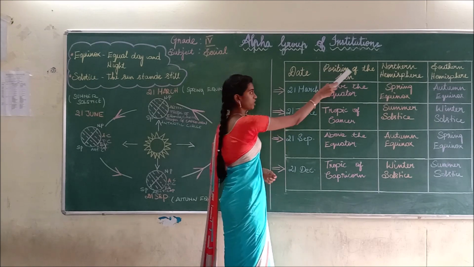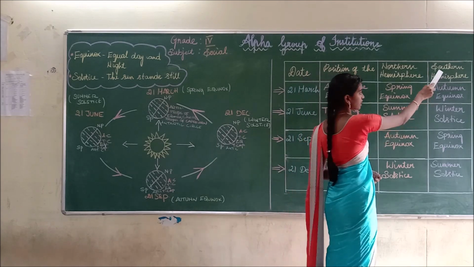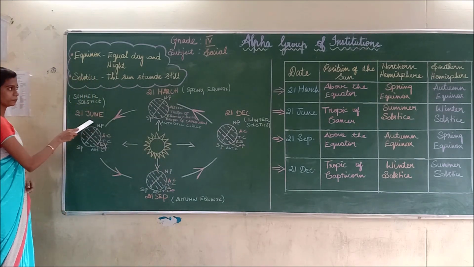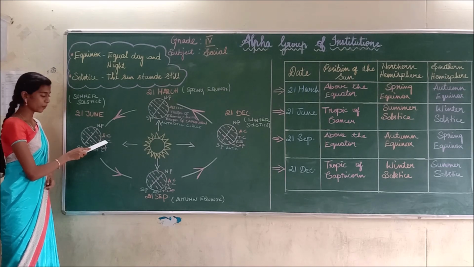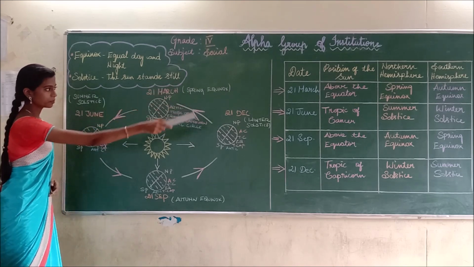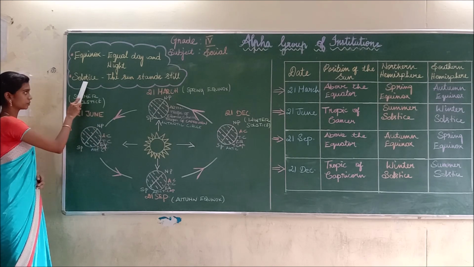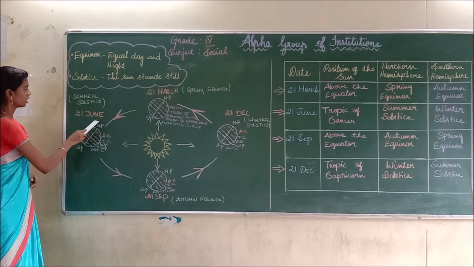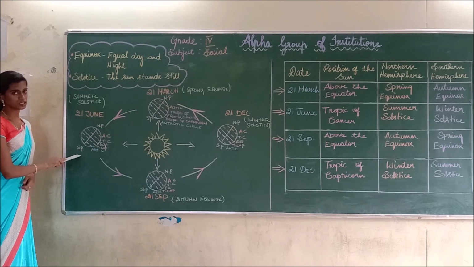Next is June. Position of the sun, Tropic of Cancer. Northern hemisphere summer solstice. Southern hemisphere winter solstice. Where is the 21st June? Here. And where is the position of the sun? Tropic of Cancer. Solstice means the sun stands still. The sun stands in the same position. The northern hemisphere has summer solstice and the southern hemisphere has winter solstice.